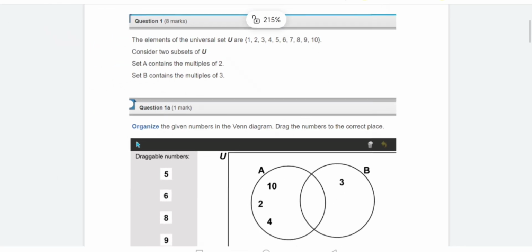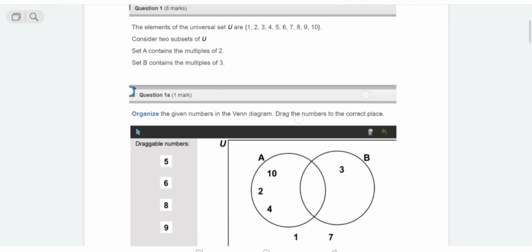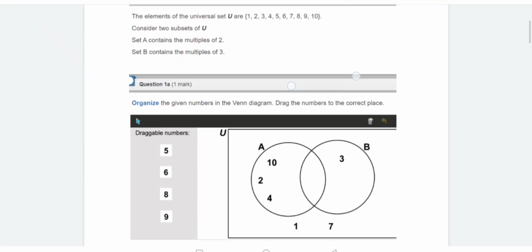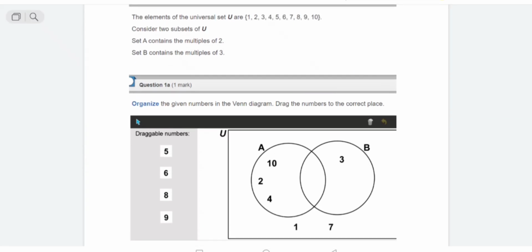So we are going to write in the Venn diagram. In A we will write the multiples of 2, in B we will write the multiples of 3, but here in the common region, which shares the elements that are multiples of 2 and multiples of 3, we will write here. So let's see. First we will find the middle one, which is a multiple of 2 and a multiple of 3 from these numbers, which is 6. 6 is a multiple of 2 and a multiple of 3.